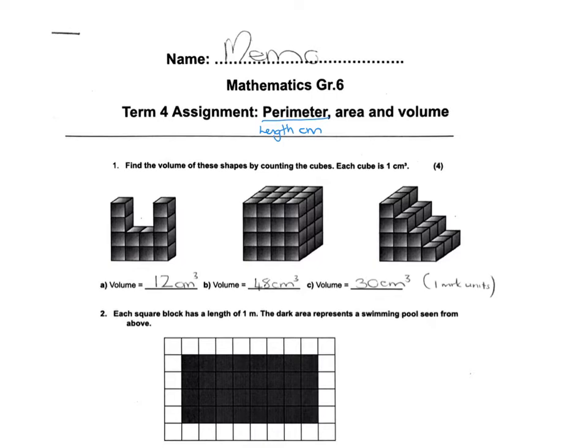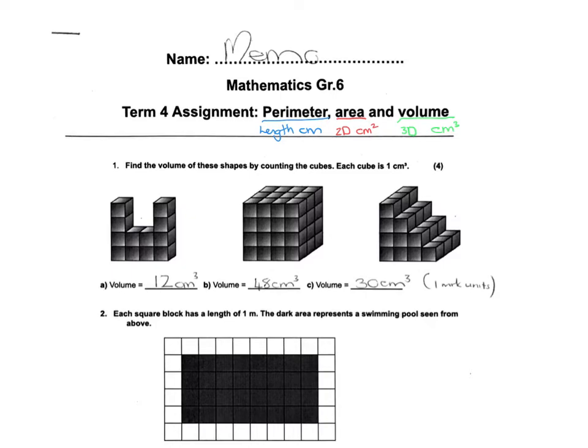Area, if you look at area, is the size of a 2D shape. So area is 2D and it's measured in centimeters squared or meters squared. And then volume is a 3D shape and it's the amount of space inside a 3D shape, and that's measured in centimeters cubed. Okay.